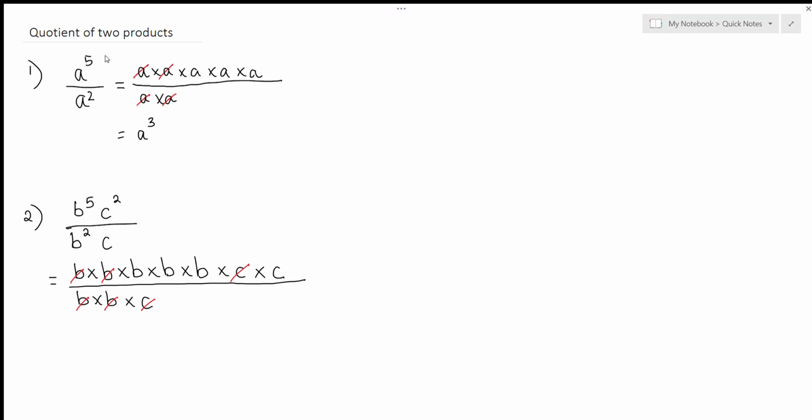You will notice in this case that we have 1, 2, 3 b's left on top, as well as a c. So your final answer will be b cubed c.